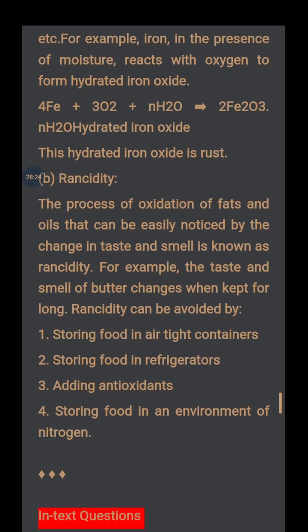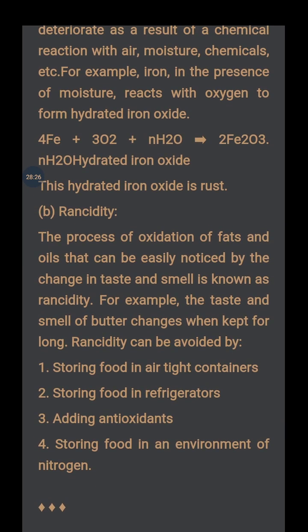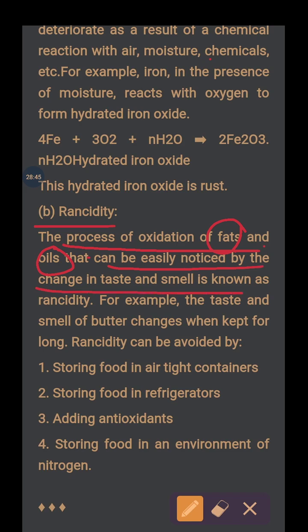Another one, rancidity. The process of oxidation of fats and oils, which can be easily noticed by the change in the taste and smell, is known as rancidity.